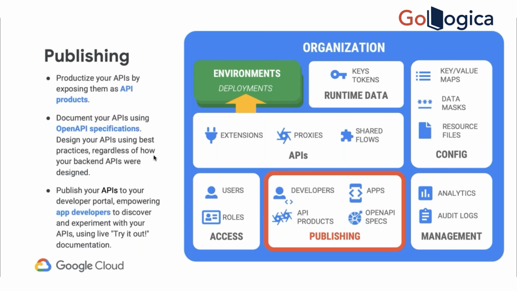Now on the publishing part. When you want to publish your API for consumption in Apigee, you have to create an API product. So you create an API product and you expose the API product. Internally you have a mapping. When you create an API product, you select which APIs will be part of it, and you expose them as an API product. Then you can document your APIs using the OpenAPI specification, and then you can publish your API to the developer portal or API portal.